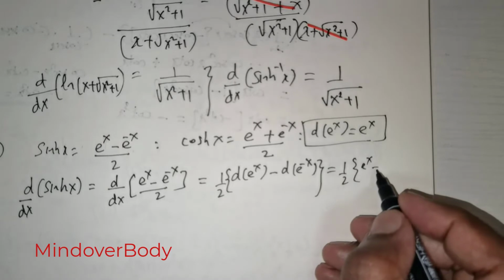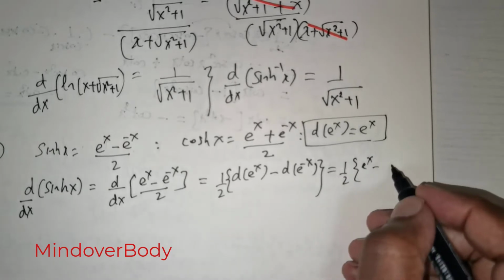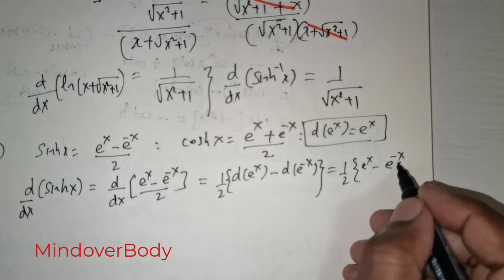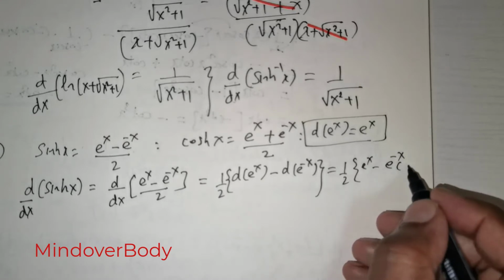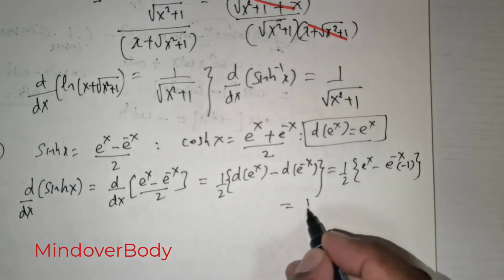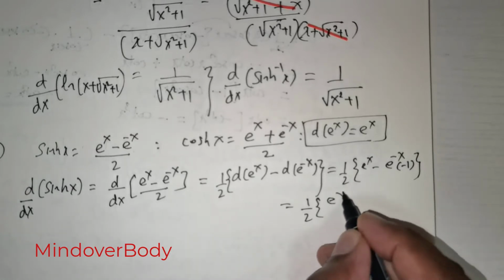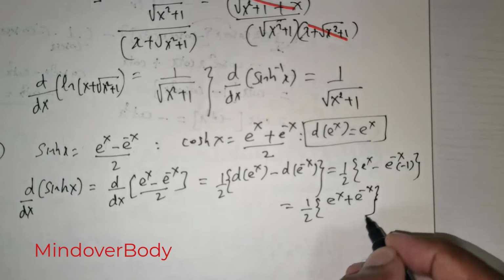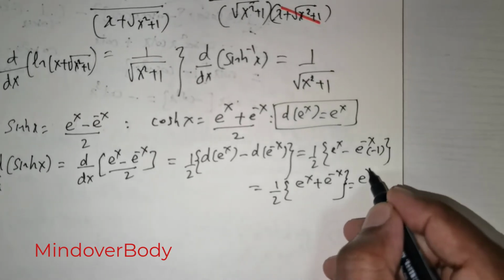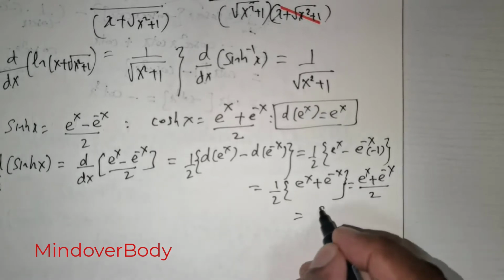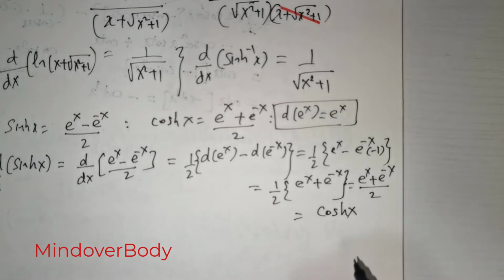followed by a negative sign. When I differentiate e raised to the power of negative x, I would get e raised to the power of negative x, but I would have to multiply it with the differential of negative x, which is negative 1. So this can be further rewritten as 1 over 2 times e raised to the power of x, negative negative positive, e raised to the power of negative x, which can be rewritten as e raised to the power of x positive e raised to the power of negative x divided by 2, which is nothing but cosh x.